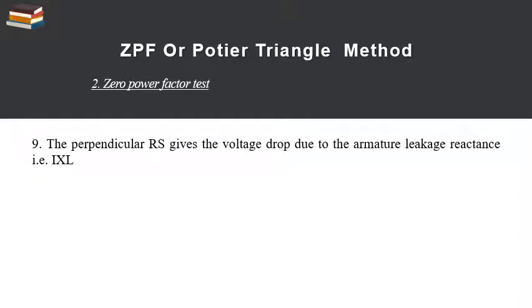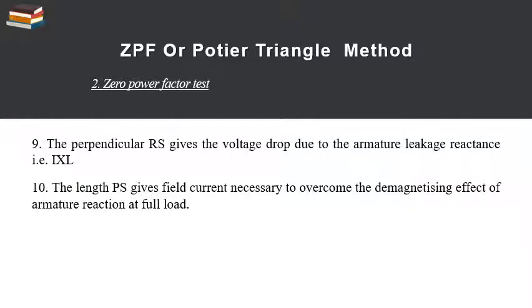Number 9, the perpendicular RS gives the voltage drop due to the armature leakage reactance, IA into XL. यही ड्रॉप निकालने के लिए हमने वो ट्राइंगल कंस्ट्रक्ट किया है और ड्रॉ किया है. ट्राइंगल के थ्रू एक्चुअली हमें आर्मेचर लीकेज रिएक्टेंस ड्रॉप को फाइंड आउट करना है. यही हमारा ZPF मेथड का एम है. और दूसरा आर्मेचर रिएक्शन इफेक्ट को हमें यूटिलाइज करना है. तो IA into XL ड्रॉप हमने निकाल लिया.